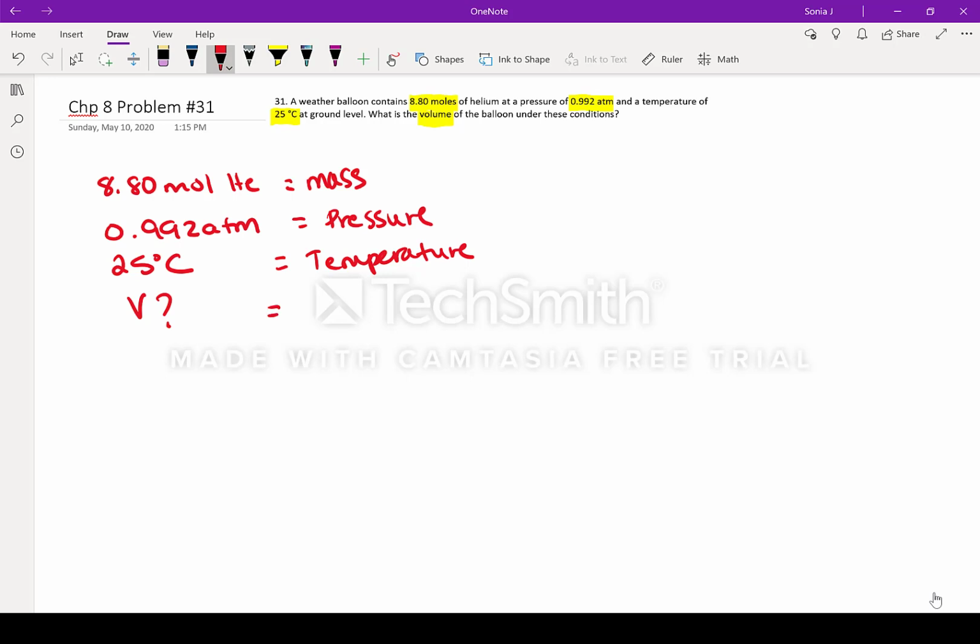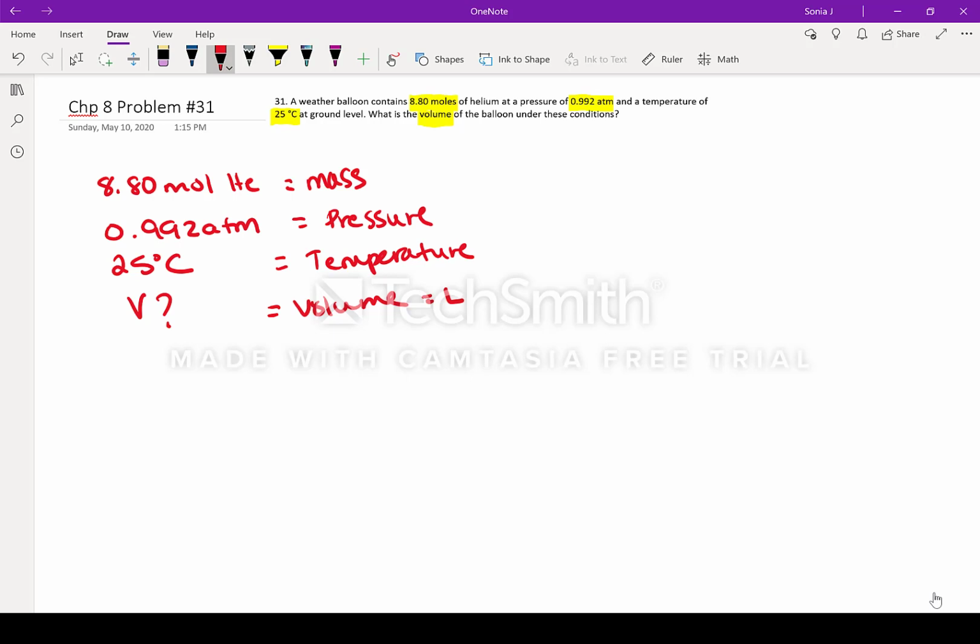And the one that we're trying to look for is in volume units, which is liters. I mean, it could be in milliliters, but we mostly see that in formulas. Anything that has to do with volume is in liters. So, looking at that information, we've got our moles, our pressure, our temperature, and our volume.